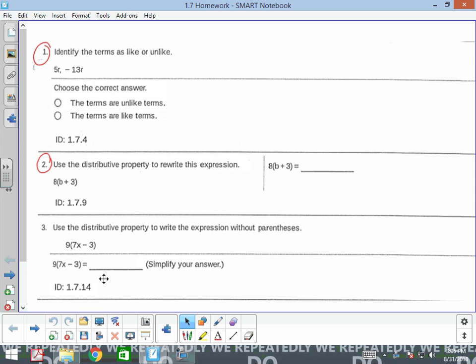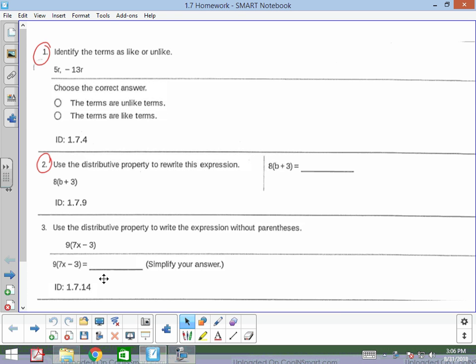This video is examples of the homework that you will be doing when you get to the 1.7 questions. And again, the ones that I've circled are the ones that we're going to do together on the video. The ones that I highlight are the ones I want you to show work on. So let's get started. Number 1 says identify the terms as like or unlike.